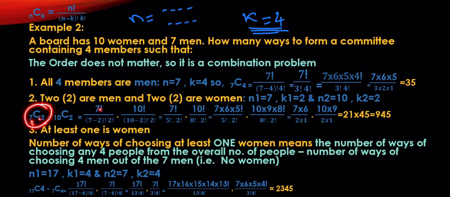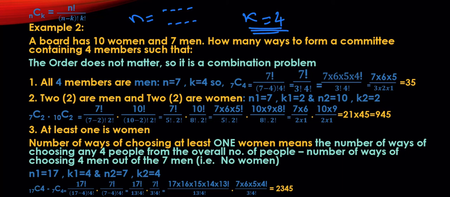So let us write the first combination, 7C2. It will be 7 factorial over (7 minus 2) factorial times 2 factorial, times the second one, 10 factorial over (10 minus 2) factorial times 2 factorial. I'll expand this one until I reach 5 and then cancel, and expand the other until I reach 8 and cancel. So the answer will be 945. You can imagine, because I choose 2 men and 2 women, the total number remained the same. The committee is 4 members, 2 plus 2. But when all are men, I have 35. If I choose 2 men and 2 women, I have 945. Okay?